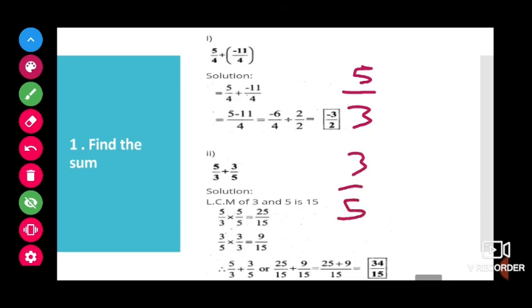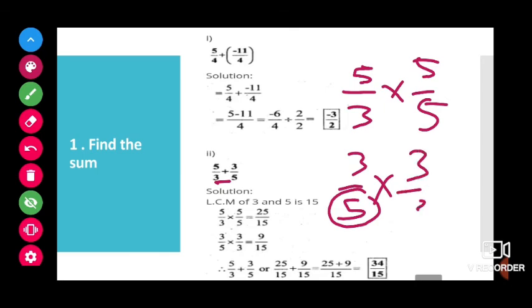There is no need to go through the LCM process here, because 5 and 3 are prime; we can multiply and take the LCM. To get 15, 5 by 3 should be multiplied by 5 by 5. To get 15, 3 by 5 should be multiplied by 3 by 3. After multiplication, we will get 25 by 15 and 9 by 15. This process you know already.